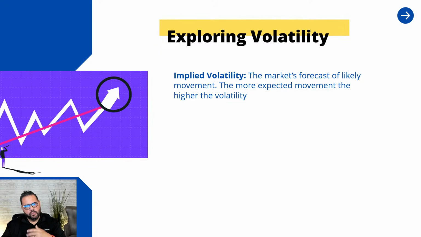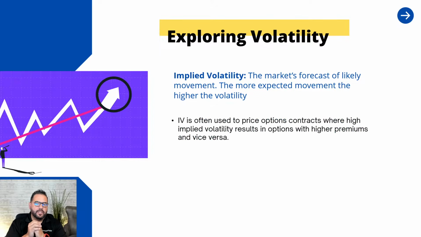The likely movement. Implied volatility means that if volatility is basically a measure of how wildly prices are swinging, implied volatility is a measure of how wildly prices are expected to swing. And if implied volatility, or IV, is high, well, then that's something that's got to be considered. If IV is low, that's something that's got to be considered, because IV is often used to price options contracts.